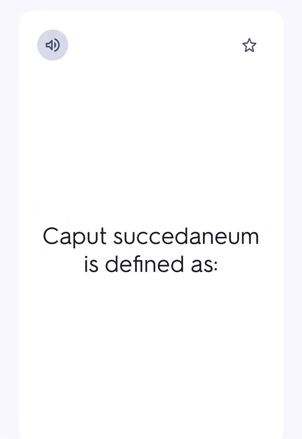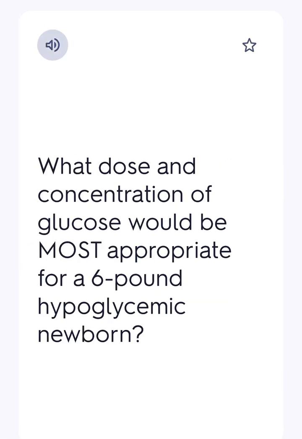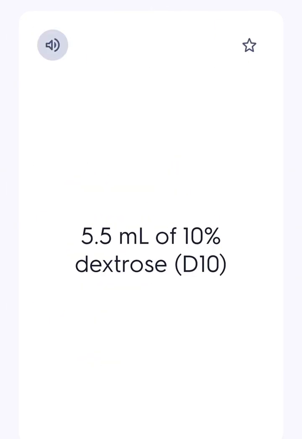Caput succedaneum is defined as temporary swelling of the soft tissue of the baby's scalp secondary to pressure from the dilating cervix. What dose and concentration of glucose would be most appropriate for a 6-pound hypoglycemic newborn? 5.5 milliliters of 10% dextrose.